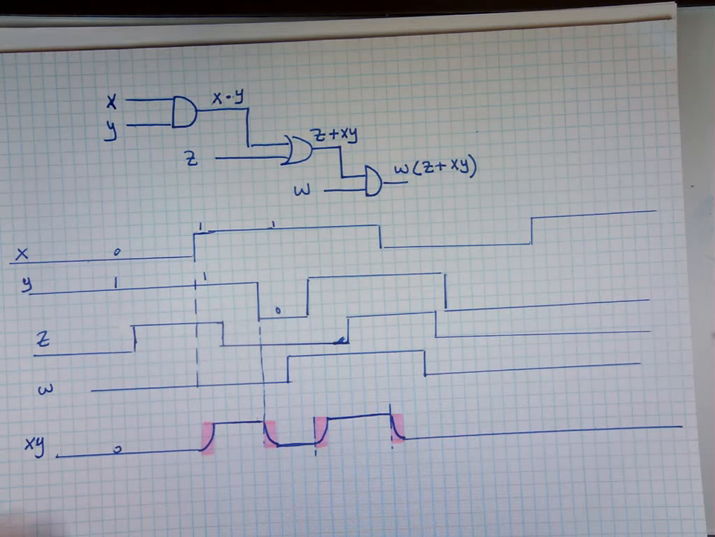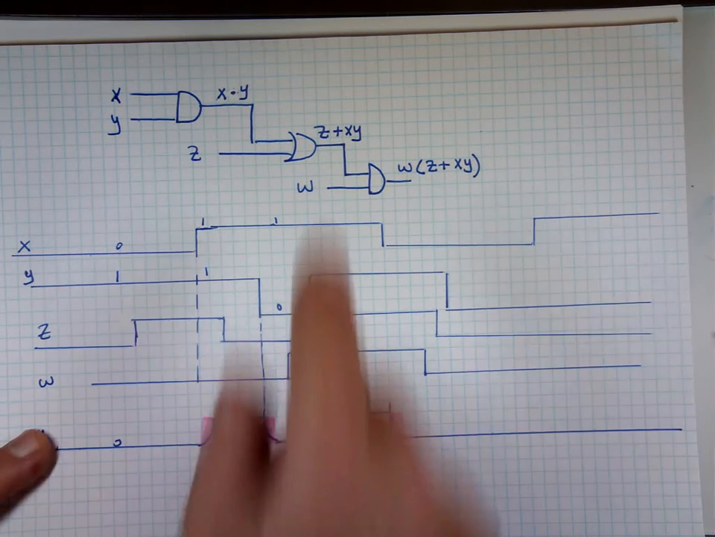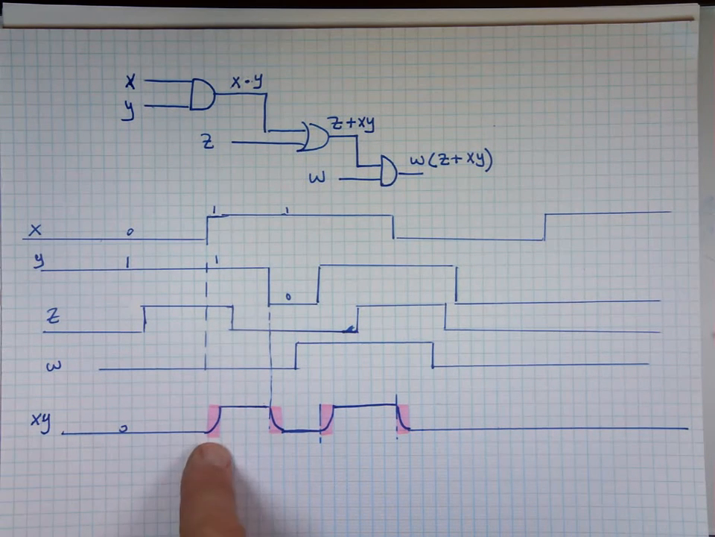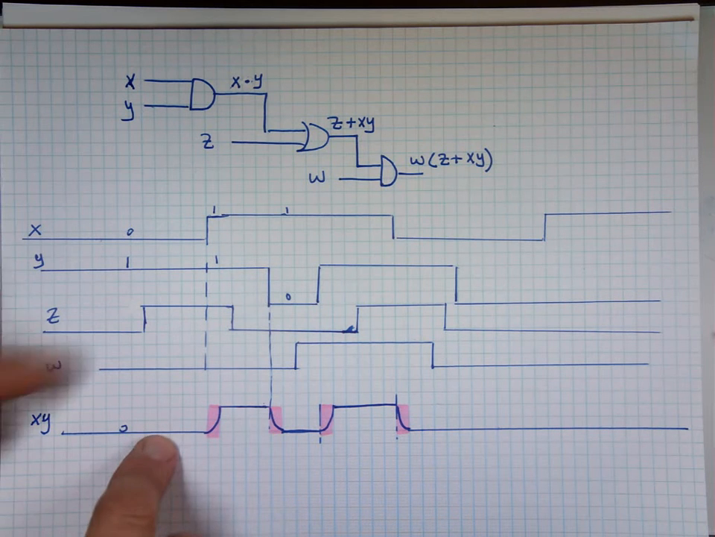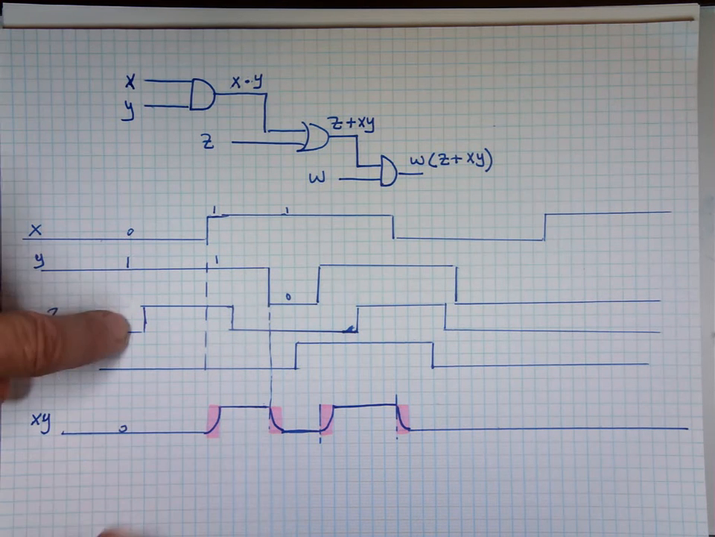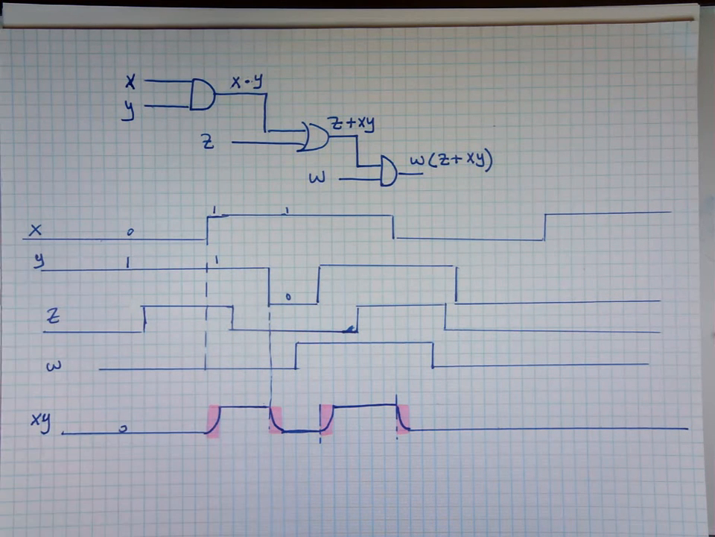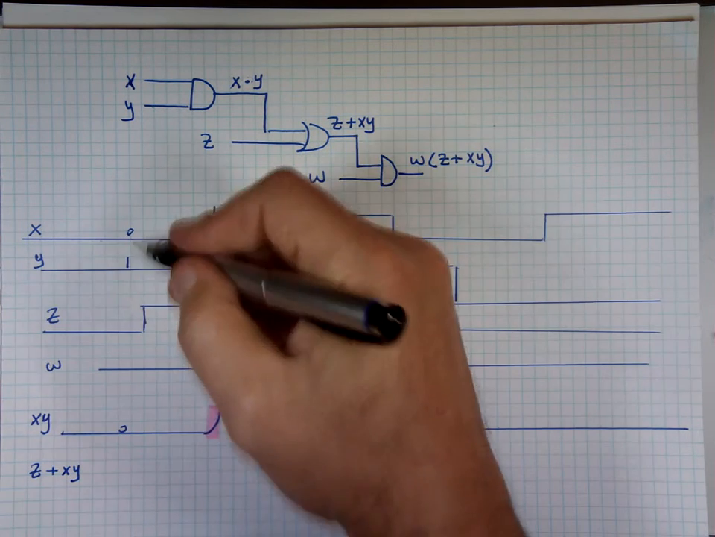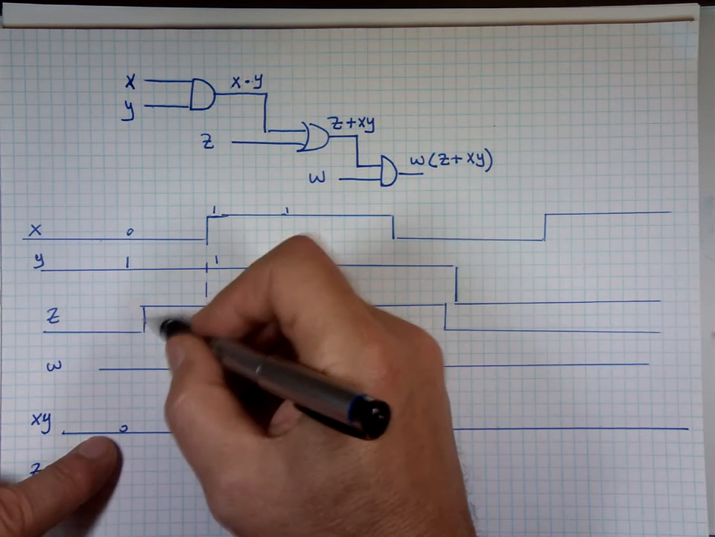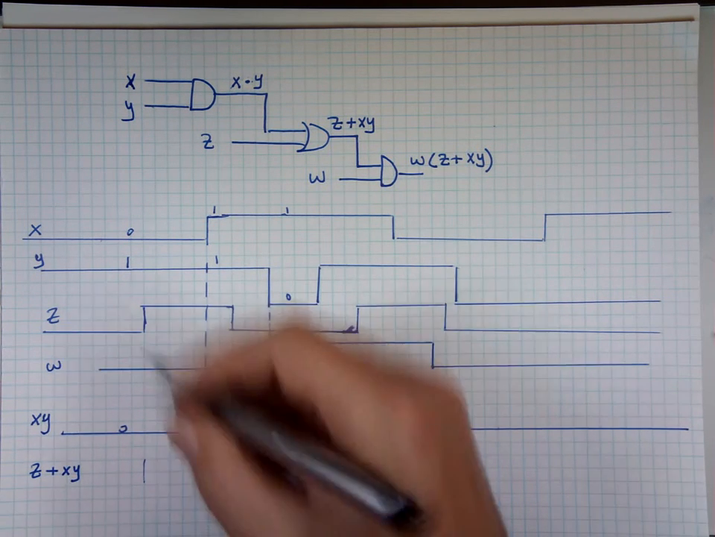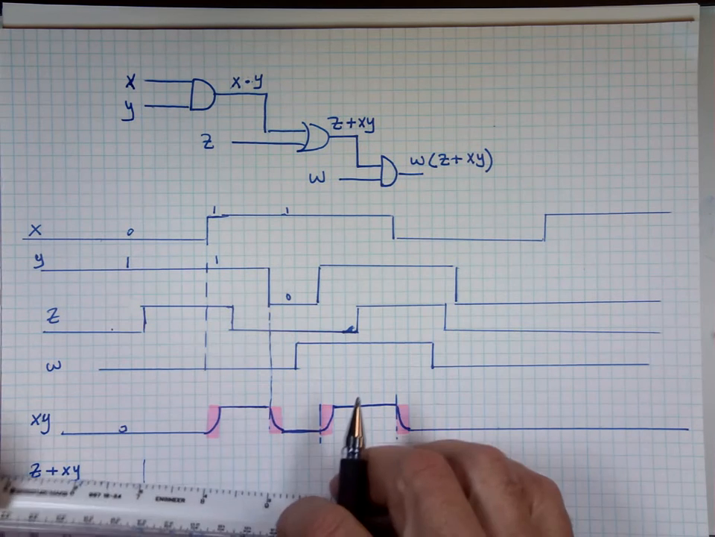Now, we're going to take this signal and we're going to OR it with what? With Z. So here's Z, and there's this signal. I see 0 or 0, so that's what? Z plus XY. Let's see what's going to happen here. XY is right there, Z is right here. Just keep an eye on them, all the way to here. 0 or 0, 0.